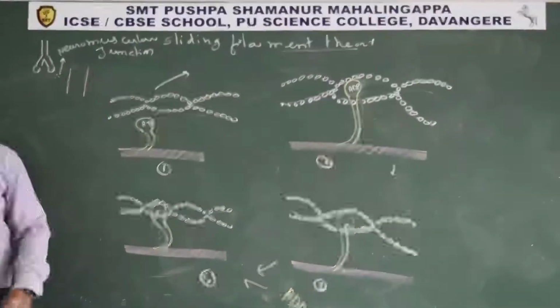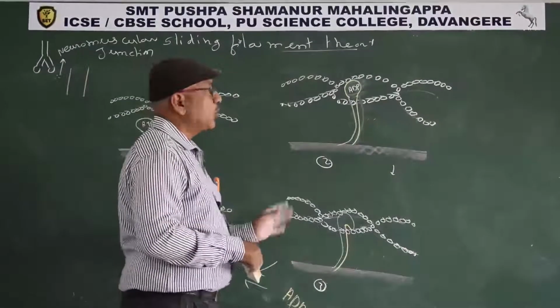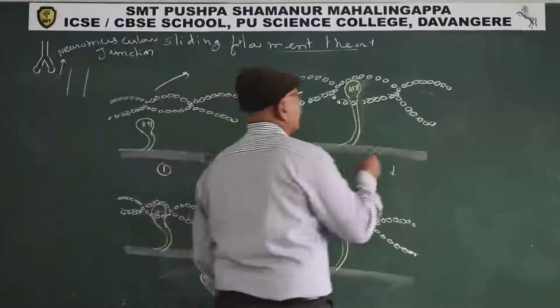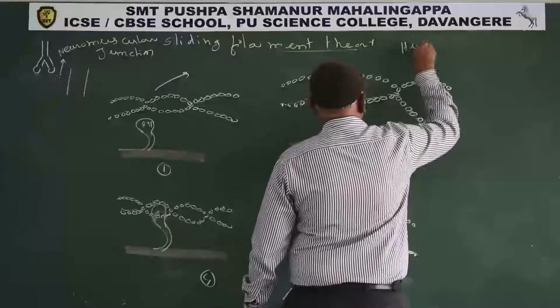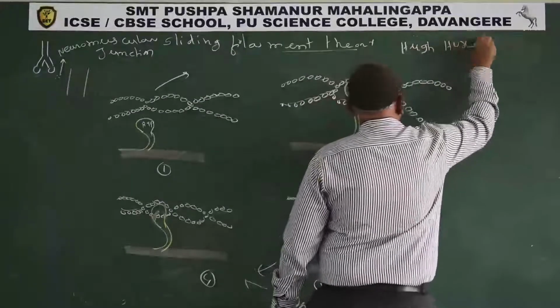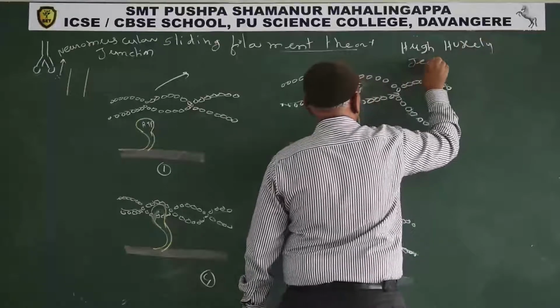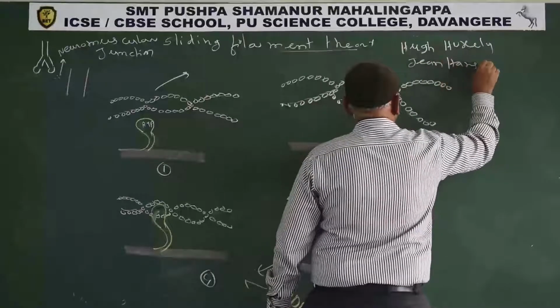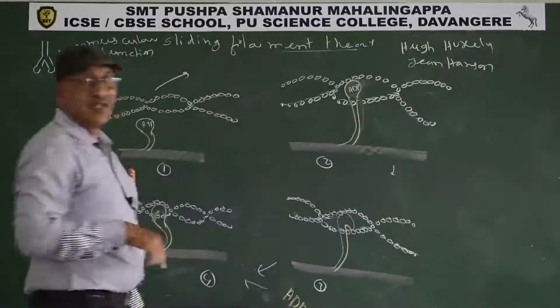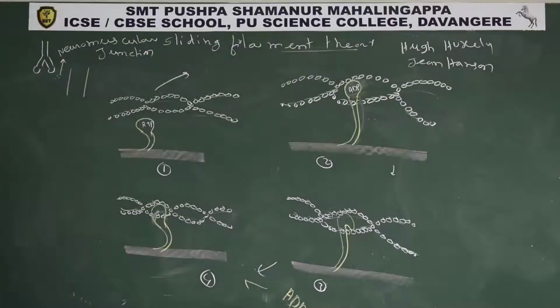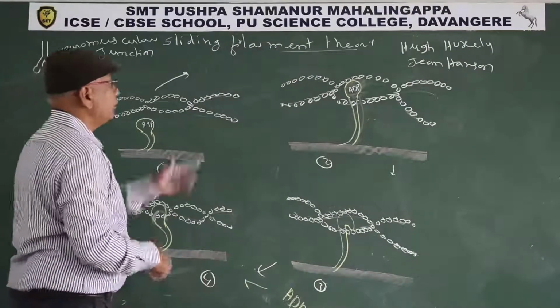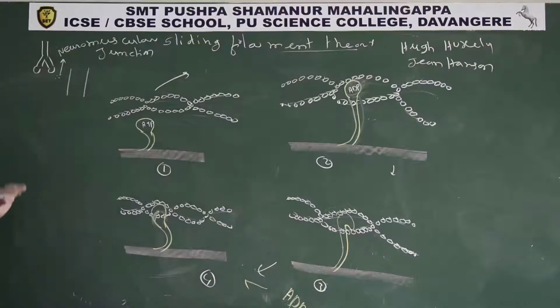The sliding filament theory successfully explained the process of muscle contraction. Hugh Huxley and Jean Hanson proposed the sliding filament theory. According to this theory, the actin filament slides over the myosin filament during muscle contraction.